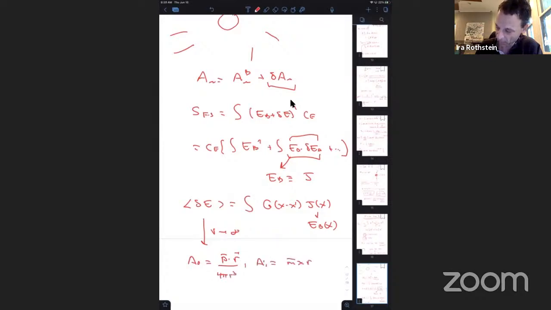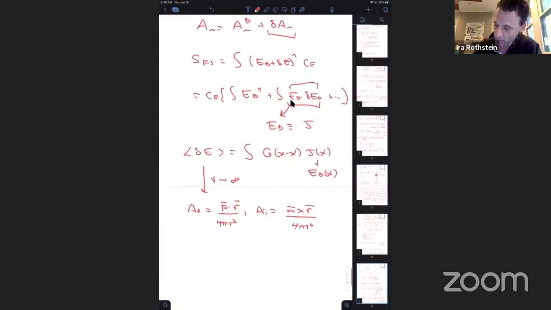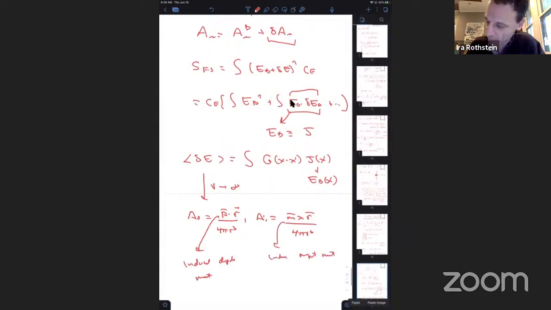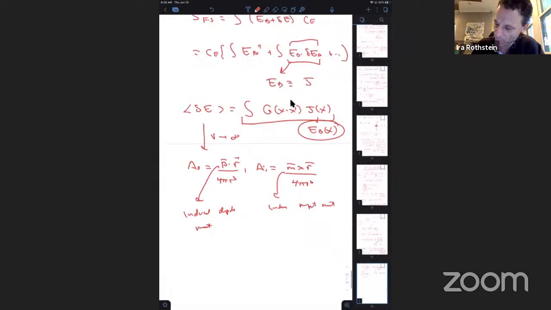An electric and magnetic dipole field at long distances. Okay. And then we can just read off the induced, so this is the induced dipole moment. This is the induced magnetic moment. Okay. So I can do this calculation as a function of E background, right? So that the induced dipole moments will be functions of the background, right?